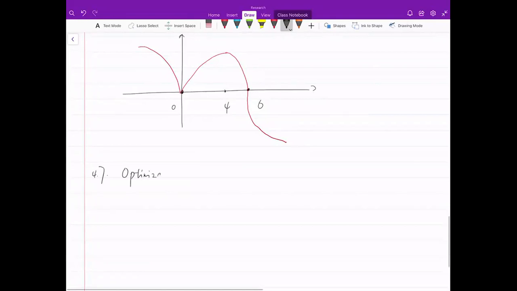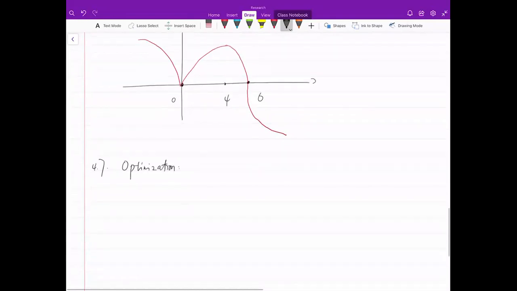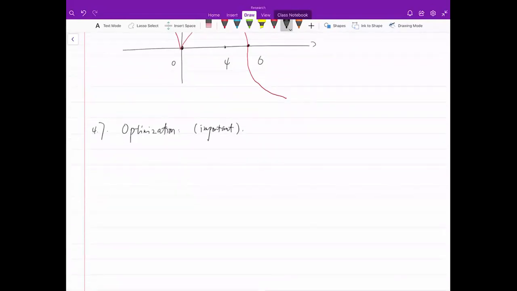Now we move to optimization. A very, very important section. Remember, the whole point of doing maximum and minimum is trying to say, hey, where can I maximize my profit? Where can I have the minimum of my cost? How do I buy stocks? How do I open a company? Things like that, right?